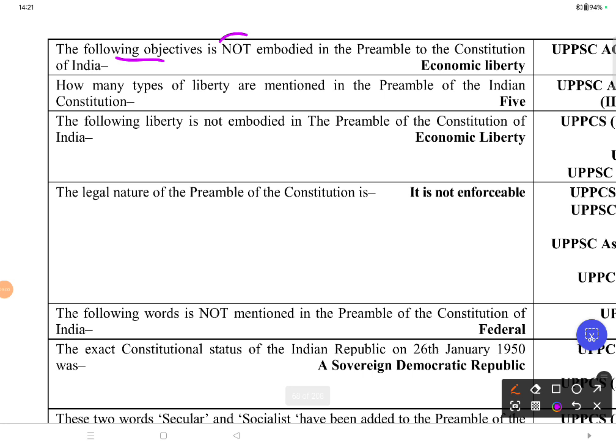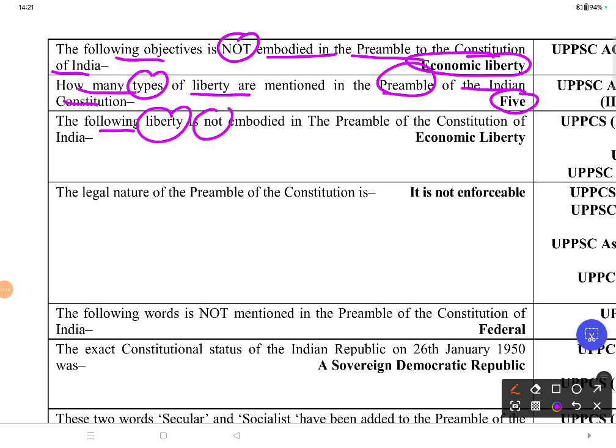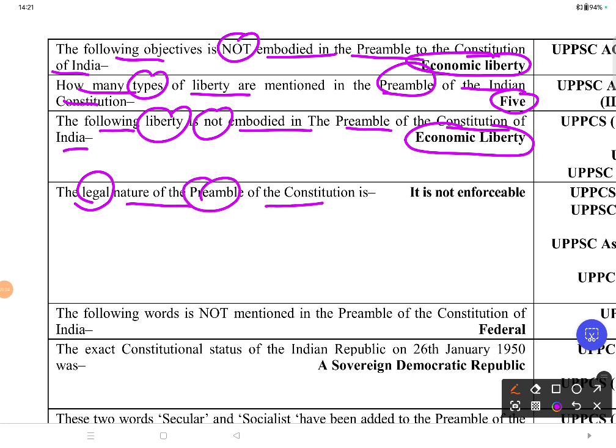The following objectives is not embodied in the preamble to the Constitution of India. Economic liberty. How many types of liberty are mentioned in the preamble of the Indian Constitution? That is 5. The following liberty is not embodied in the preamble of the Constitution of India. Economic liberty. The legal nature of the preamble of the Constitution is not enforceable.